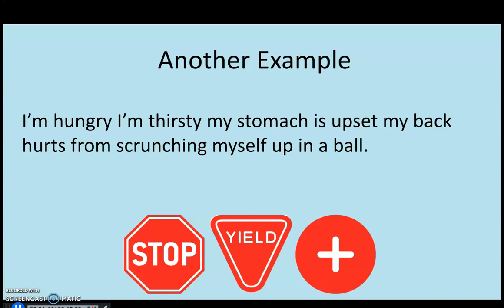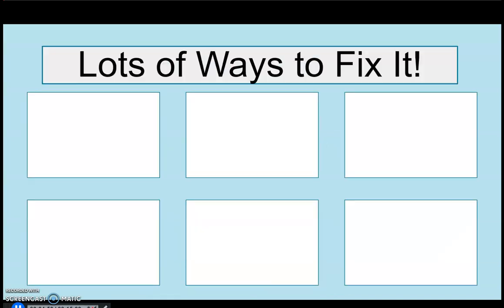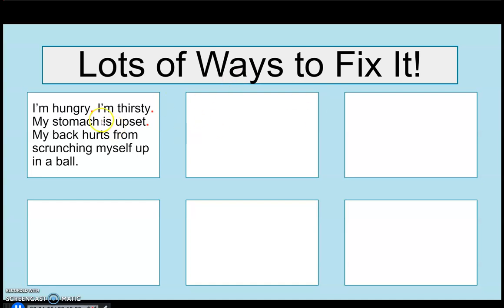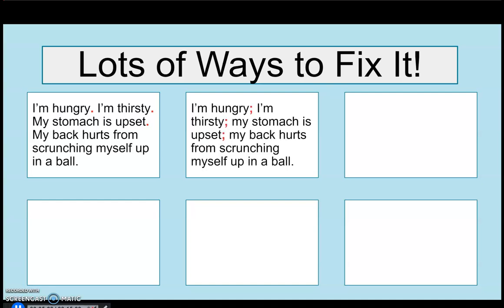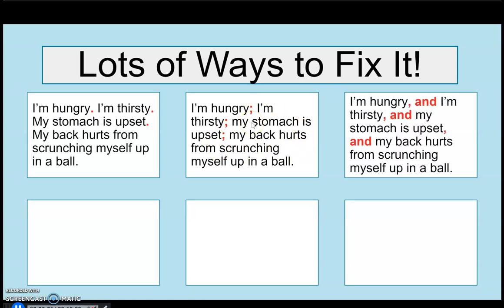I'm hungry, I'm thirsty, my stomach is upset, my back hurts from scrunching myself up in a ball. So there are lots of ways to fix this example. You can divide them up into multiple periods. I'm hungry, period. I'm thirsty, period. My stomach is upset, period. My back hurts from scrunching myself up in a ball, period. Or in the place of periods, we can use our semicolons. I'm hungry; I'm thirsty; my stomach is upset; my back hurts from scrunching myself up in a ball. It's not my favorite, but it works.